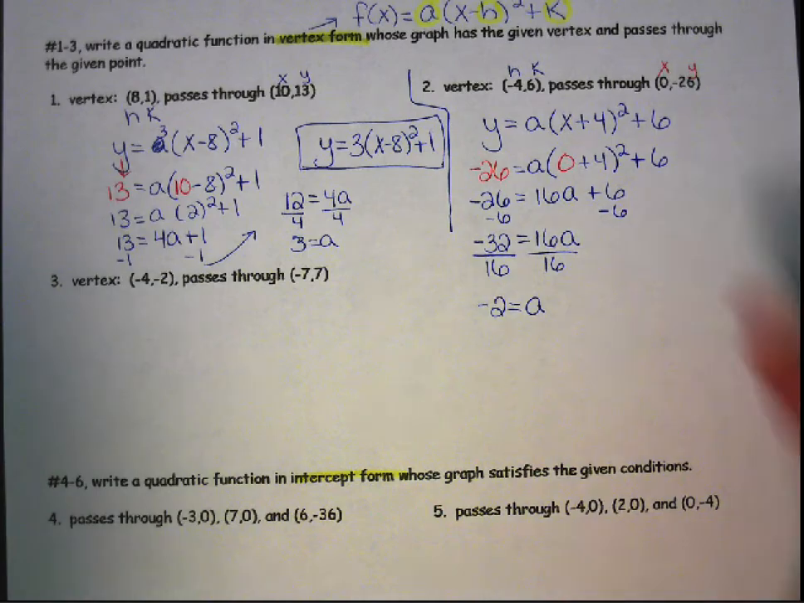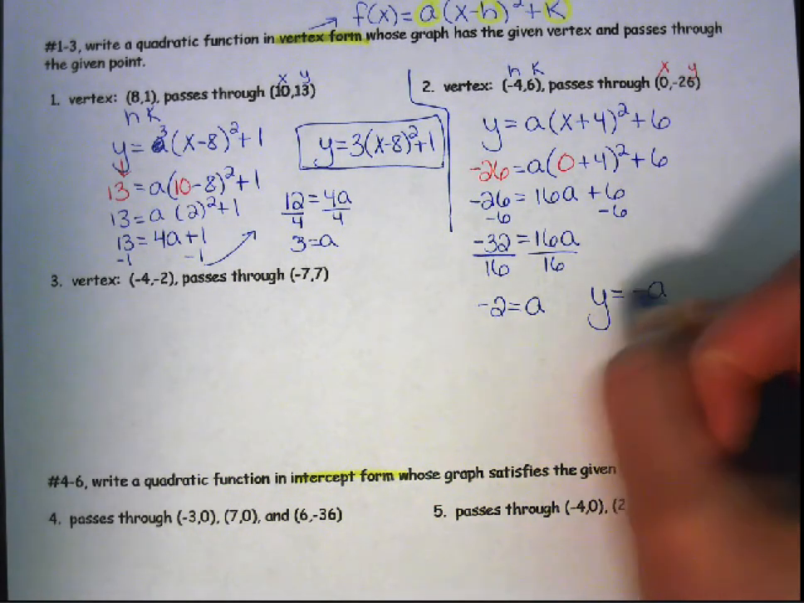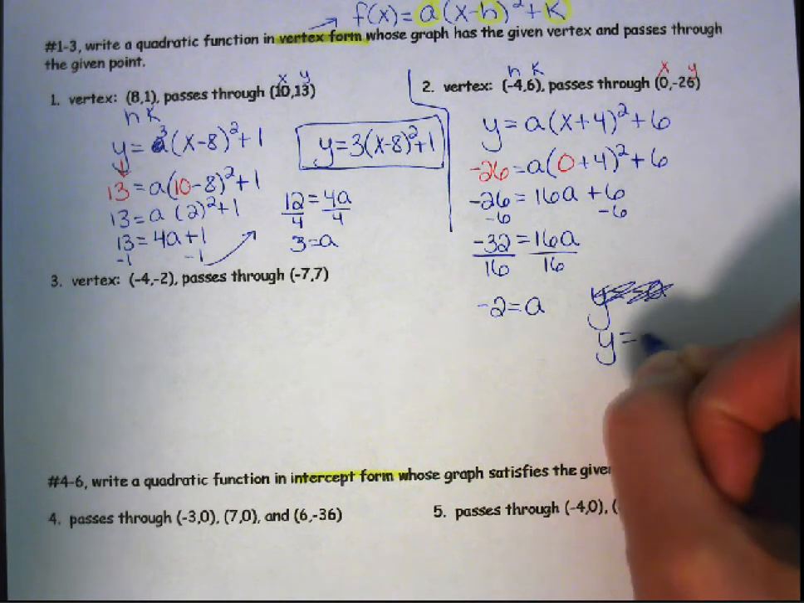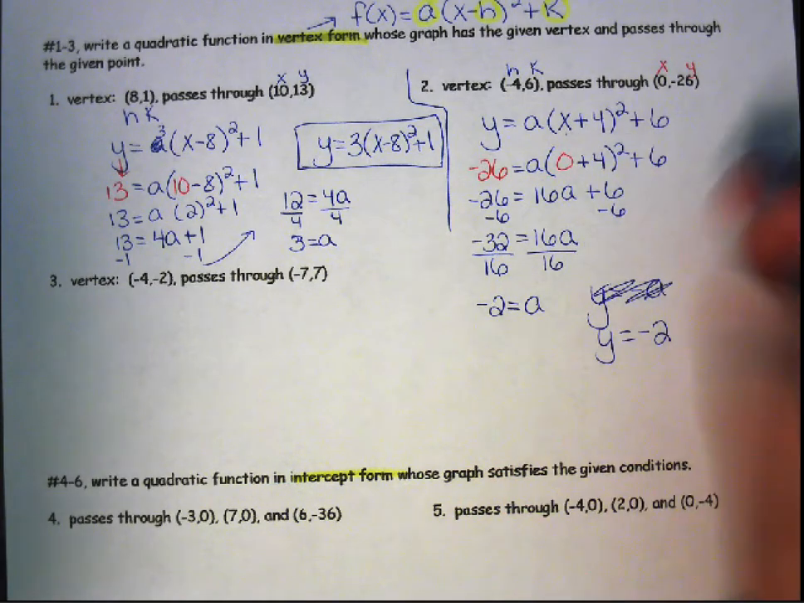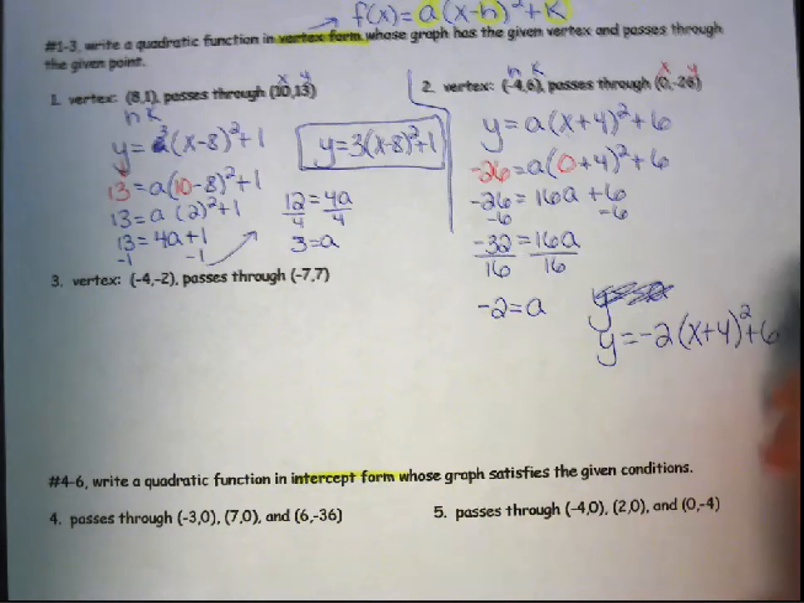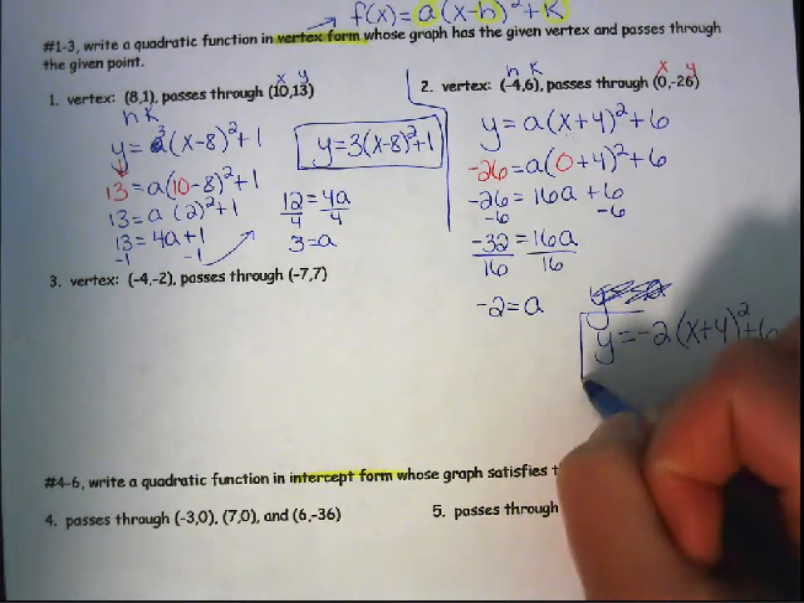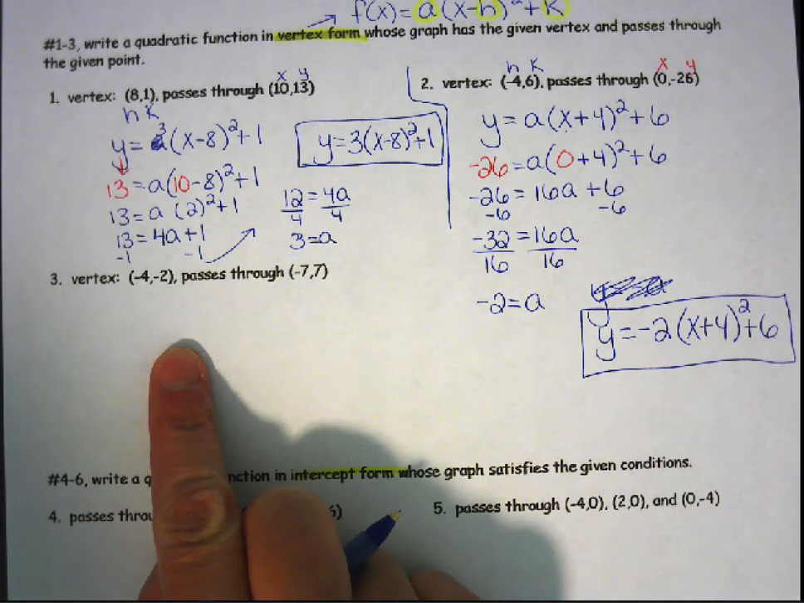So let's just quickly rewrite this. We've got our A value, whoops, sorry, I have a pen here. I have my A value of negative 2, and then I just recopy this part. So I have x plus 4 squared plus 6. This is my H and my K. And that's my final.